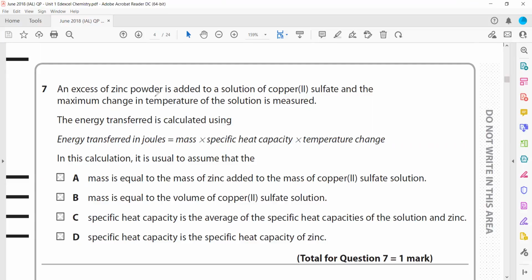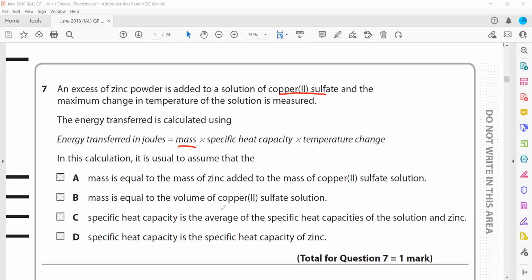An excess of zinc powder is added to a solution of copper(II) sulfate. The maximum change in temperature of the solution is measured. The energy transfer in joules is equal to mass times specific heat capacity times temperature change. In this calculation, what do we assume the mass is? Is it the mass of zinc added? No, it is the mass of the solution. And we consider that the density of the solution is 1 gram per centimeter cube, so its volume will be the same as the mass.